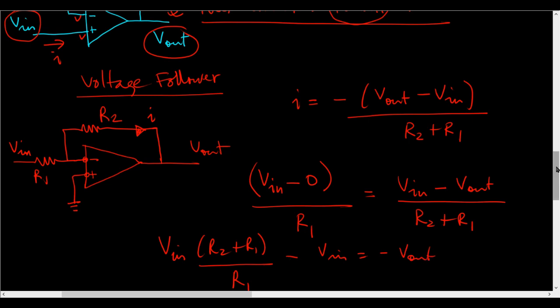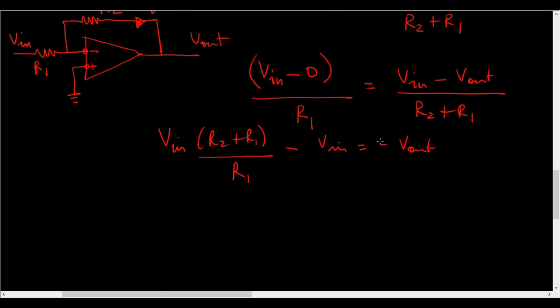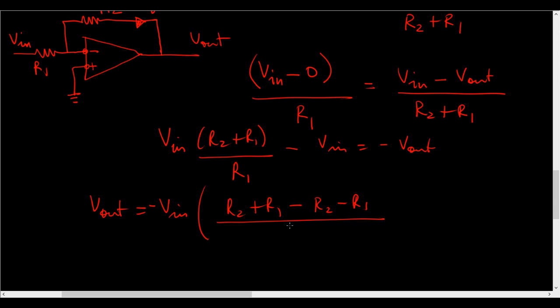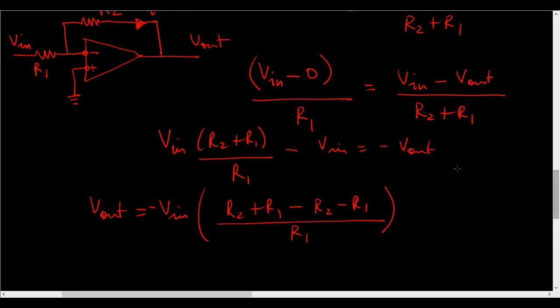You simplify this, it is some multiplying factor. That multiplying factor is easy enough. Let us say V out is equal to V in with a minus, R2 plus R1 minus R2 minus R1 over R1. I may have made an algebraic error, but you can check for that and correct for it, but this cancels. That's not right.